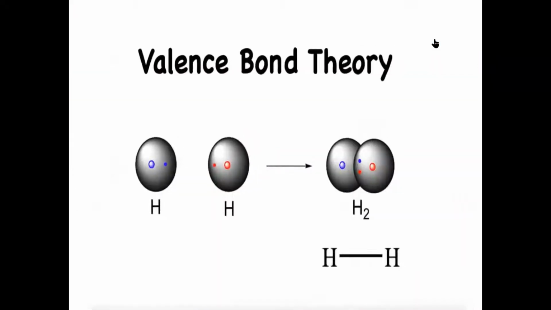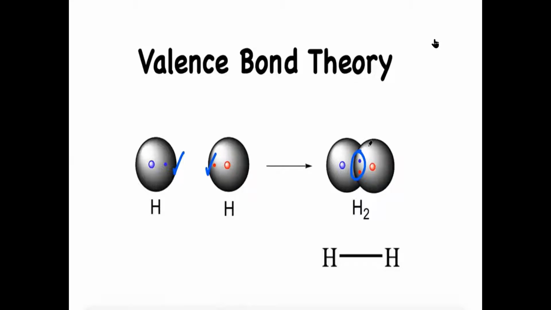Valence bond theory provides a very simple and useful way to understand how atoms are bonded together. For example, take a look at these two hydrogens coming together and sharing these two electrons, one from each hydrogen, in forming a covalent bond. In valence bond theory, it's thought that electrons are localized in a region around a specific atom.